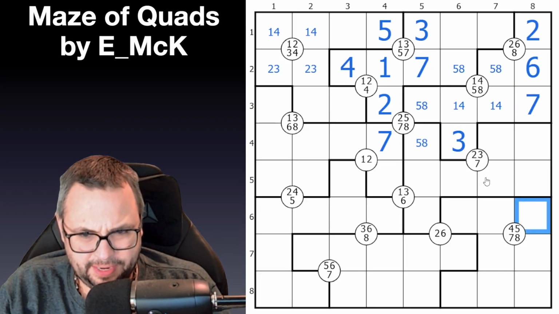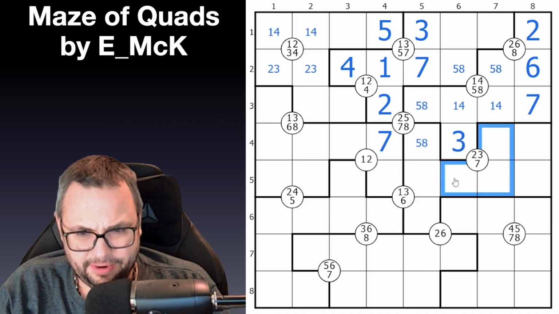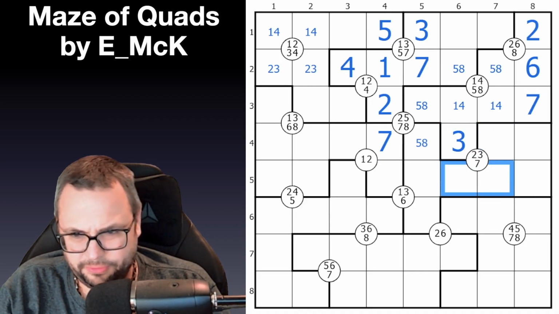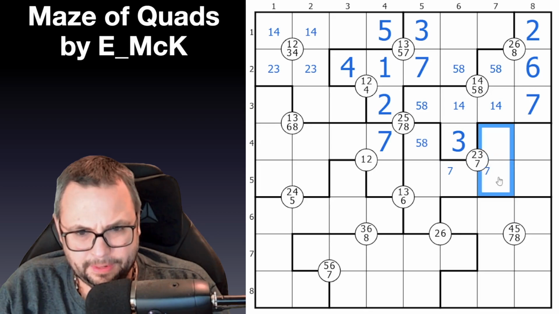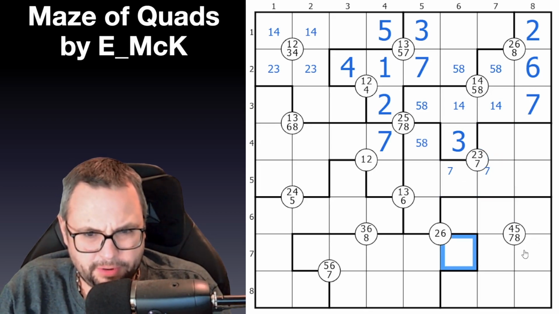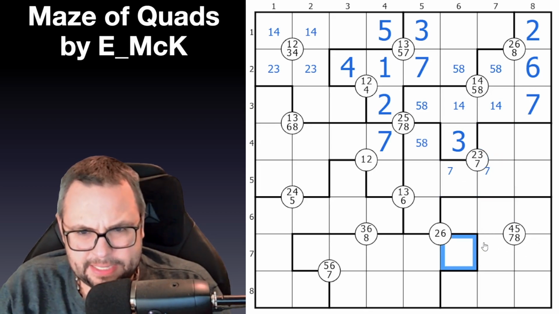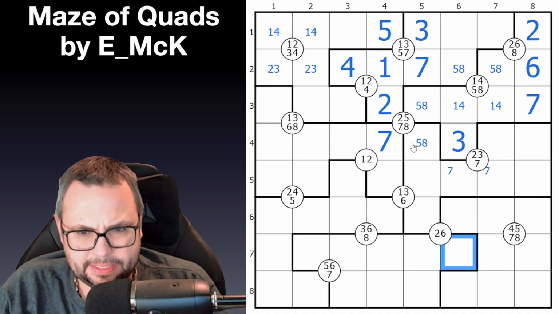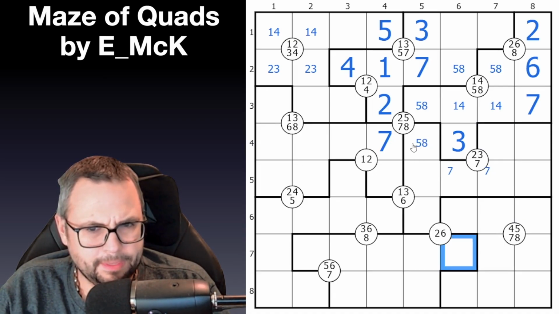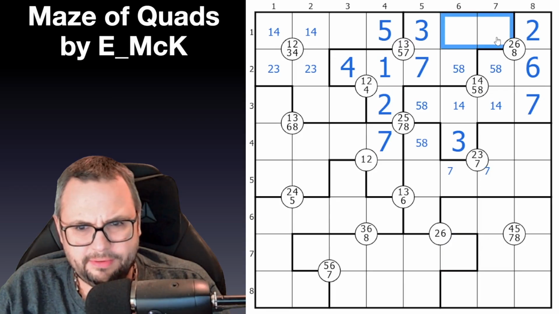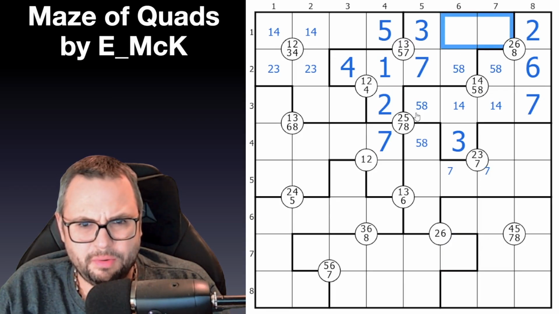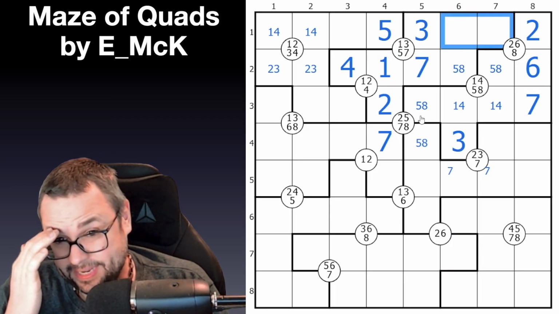Let's see. We need a 7 running around this quadruple. It's certainly down there. And we need a 2 running around this quadruple. I don't feel comfortable marking that yet. Let's see. These digits up here, though, I now know are 6 and 8.